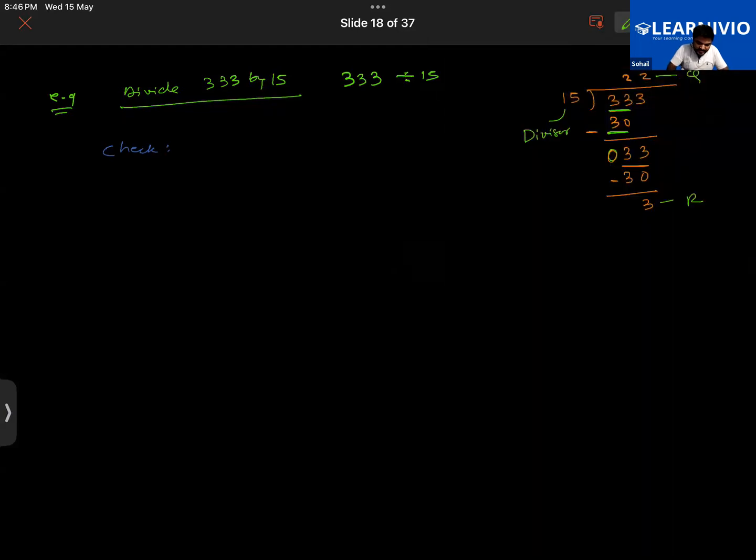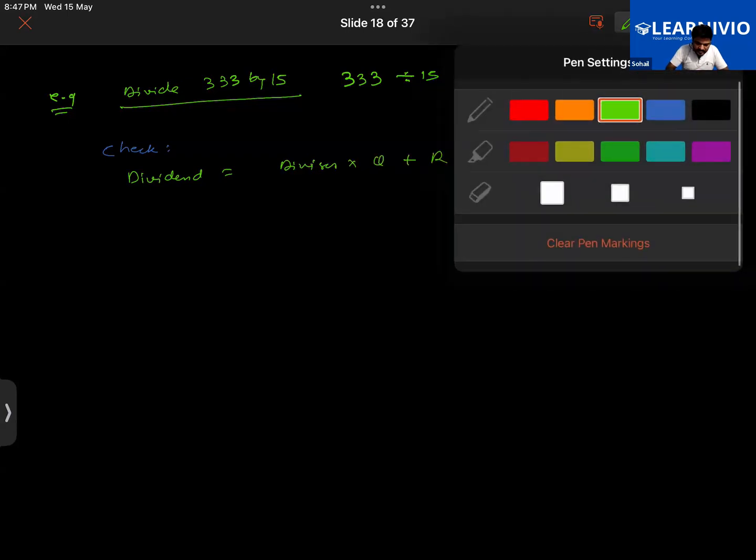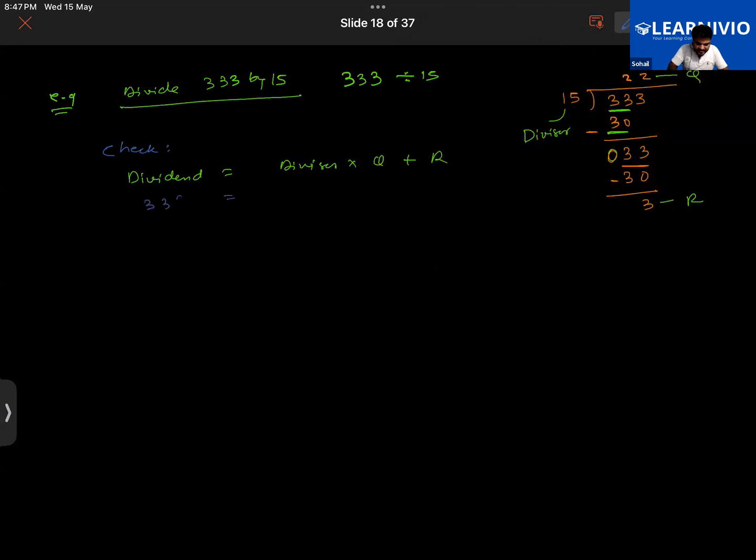On one side you write the dividend, and on the other side you write the divisor multiplied by the quotient plus the remainder. So the dividend is 333, isn't it? The divisor is 15, the quotient is 22, and the remainder is 3. Now you can check it over here. 15 times 22 is 330, plus this 3. Does that not give you the same value?